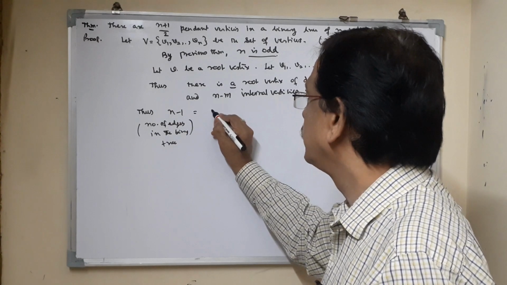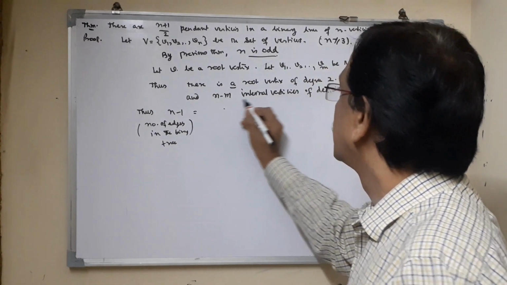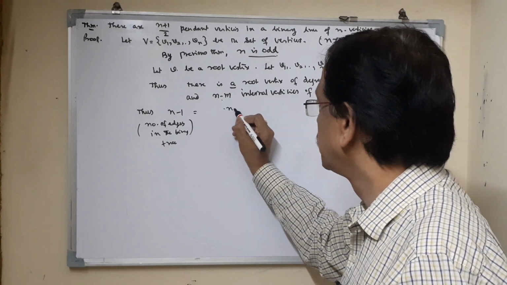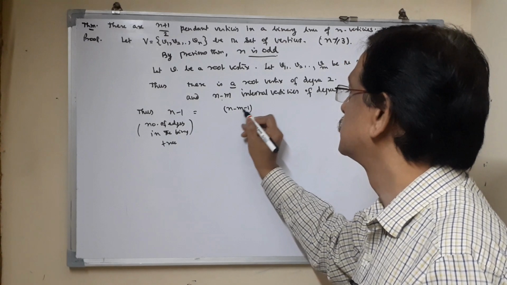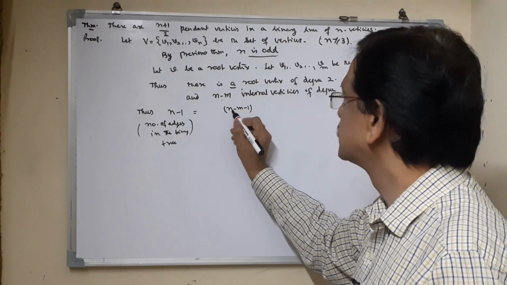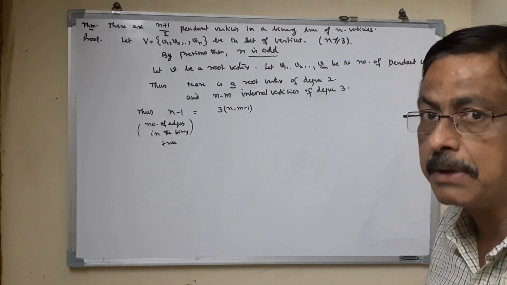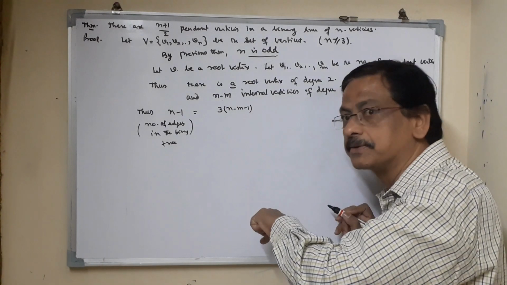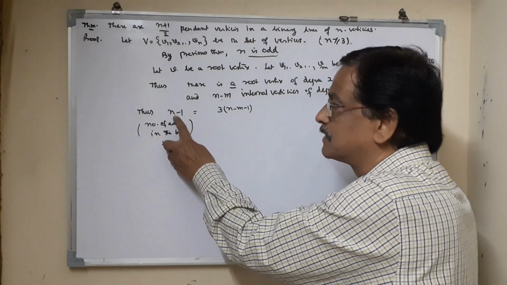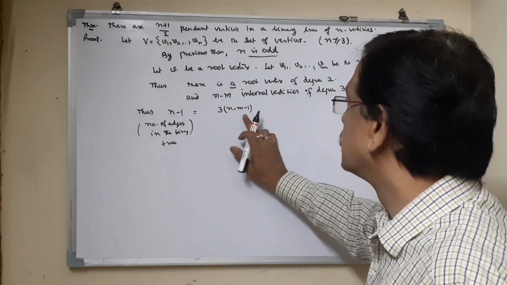Now, how will I count it? I will count like this. There are n minus m vertices, so I have to remove 1 because there is one root vertex. There are n minus m minus 1 edges with degree 3. If there are n minus m vertices, the number of edges will be n minus m minus 1. If there are n vertices, n minus 1 is the number of edges in a tree. So 3 into n minus m plus 1.